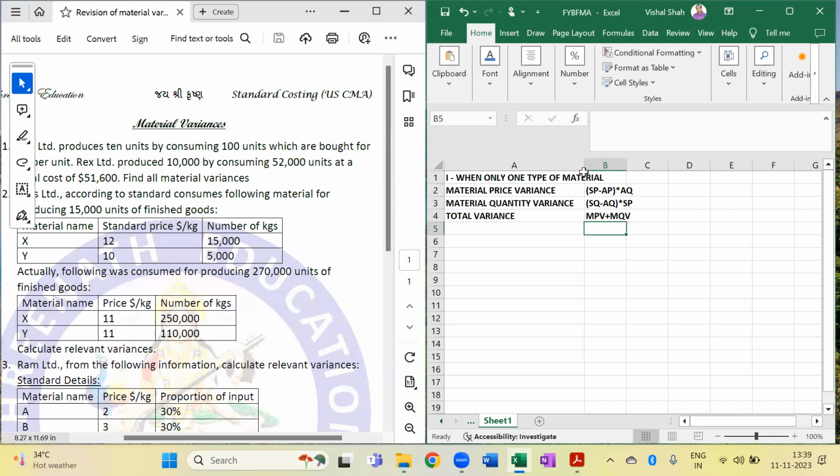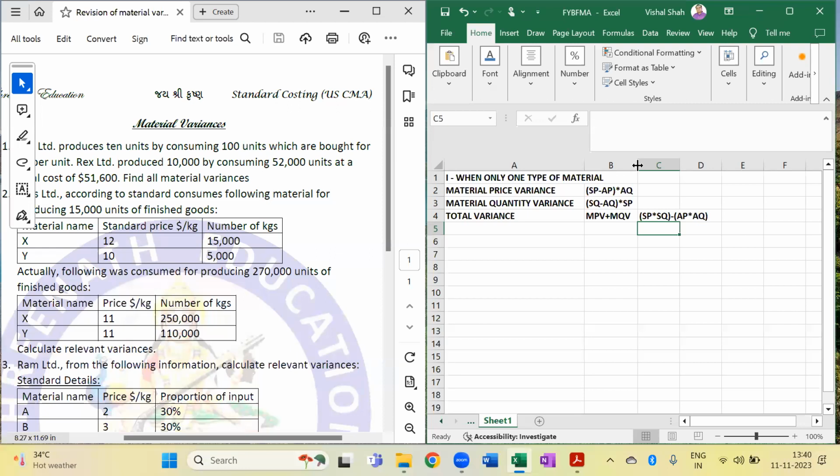Fantastic. Now, just for your knowledge, since you have taken an additional step of revising it, I would like to also tell you, if I add the material price variance formula with the material quantity variance formula, it becomes SP into SQ minus AP into AQ. What did I do? I simply clubbed the material price variance formula and the material quantity variance formula. That's all. It is all one and the same. So you can also understand the total variance formula as SP into SQ minus AP into AQ.